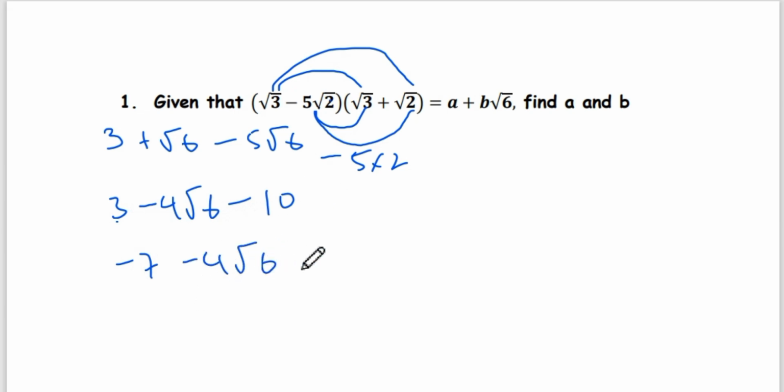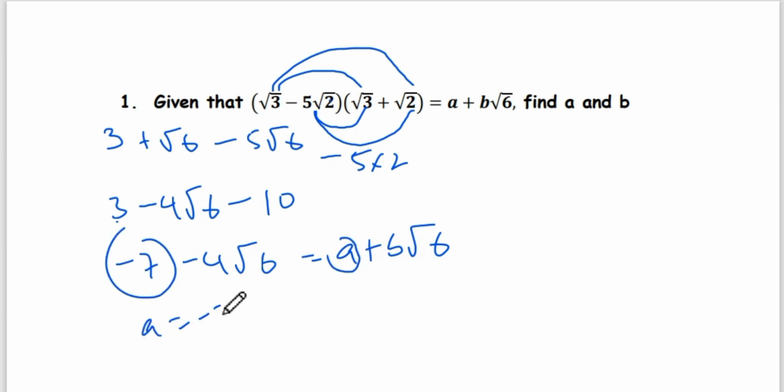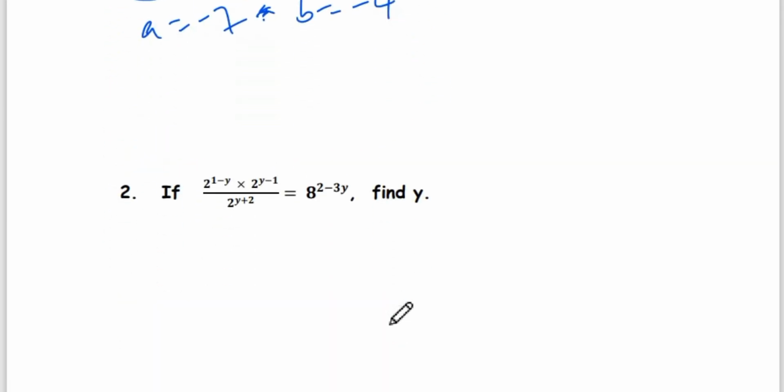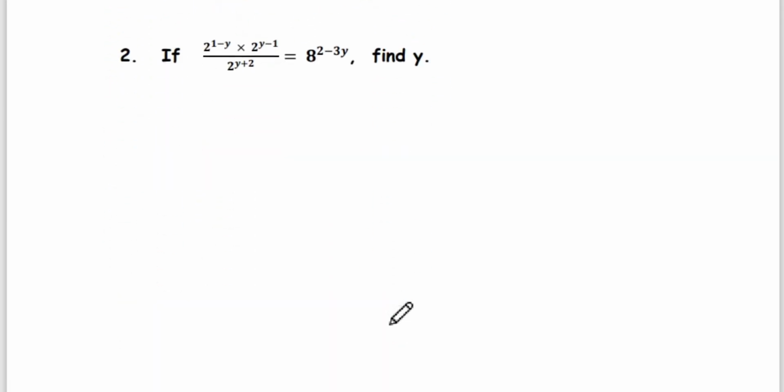So when we compare this with this, our a represents minus 7. So a is minus 7, while b is minus 4. So that's that. Now the next question.